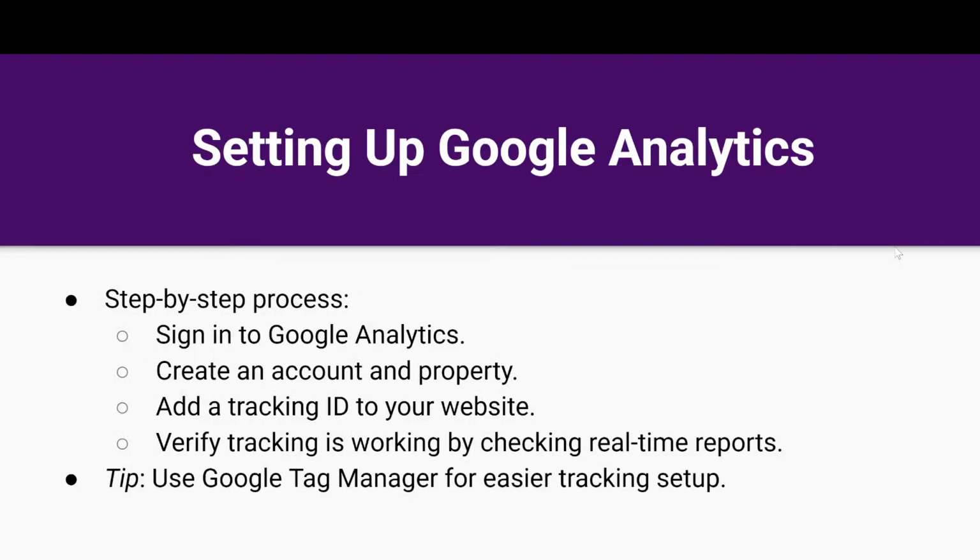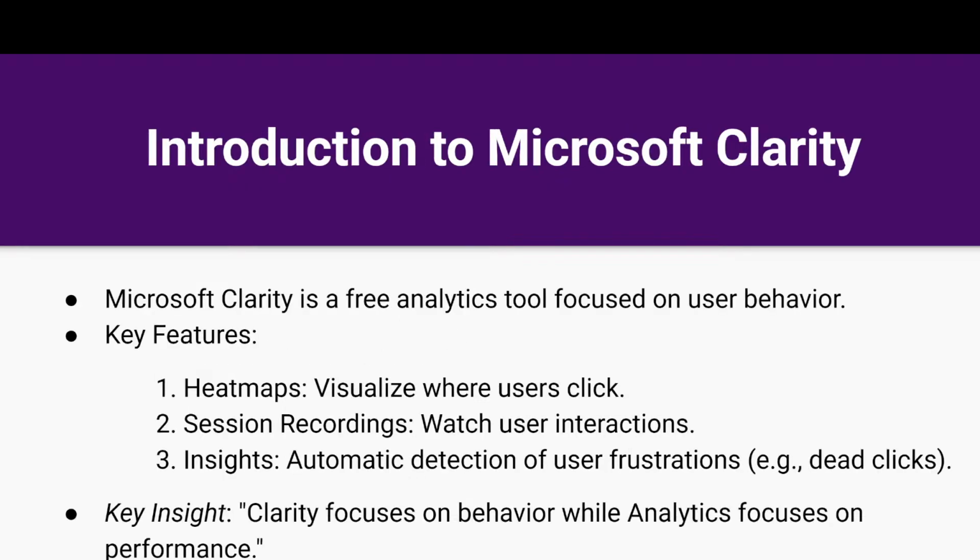If you look at the steps, you sign into Google Analytics, you create an account and a property. That's what you have done. And we got a track ID. You have to add that to the website and verify the tracking, and that will be done. You have to use Google Tag Manager for easier tracking setup. I mean, you must do that. So I think this is also clear for you guys.